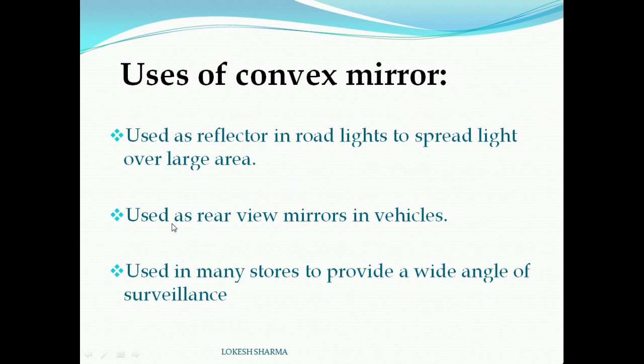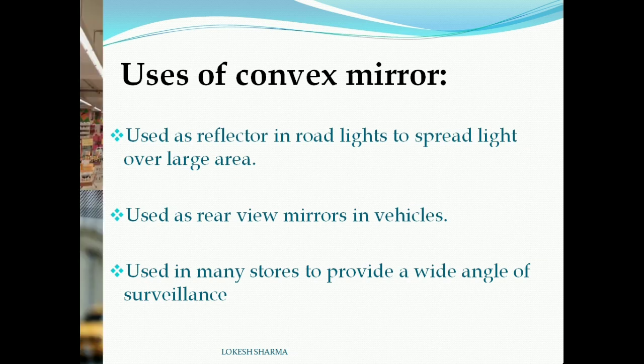Now, the uses of convex mirror are: they are used as rear view mirrors in vehicles, and they are used to provide a wide angle of surveillance in many stores. They are also used as reflectors in street lights to spread light over a large area. This use we have discussed in our earlier lesson. We all know that convex mirrors are diverging in nature, hence they are used as reflectors in street lights to spread light over large areas.